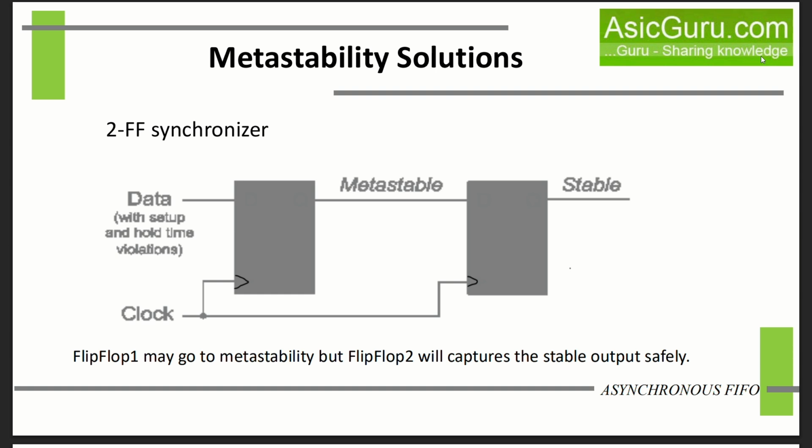Metastability solutions. We solve the metastability problem by passing the signal through a two flip-flop synchronizer. Now what is a two flip-flop synchronizer? It consists of two D flip-flops. First the data is passed to the first D flip-flop, then to the second D flip-flop, and then we get stable data. The first flip-flop may go metastable, but the second flip-flop will capture the stable output safely.